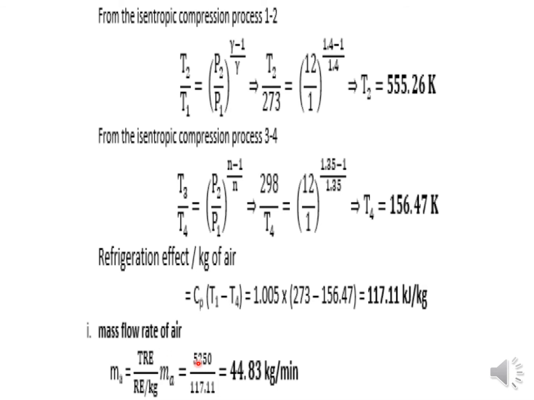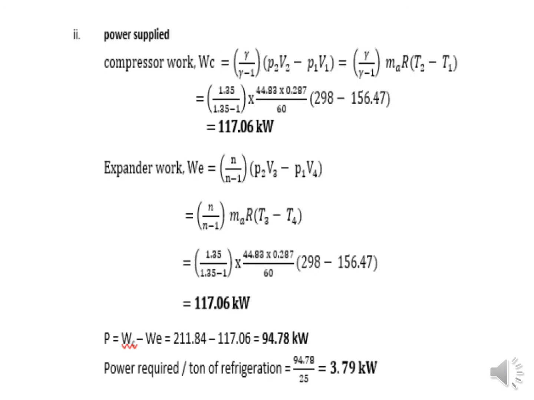So this is 5250 divided by 117.11, which is equal to 44.83. This is by mistake he has written like here. So here 44.83 is the mass flow rate of air within the refrigeration system. Next, power supplied: we are seeing here again compressor work and turbine work. Instead of turbine I can say it is expansion or expander work.